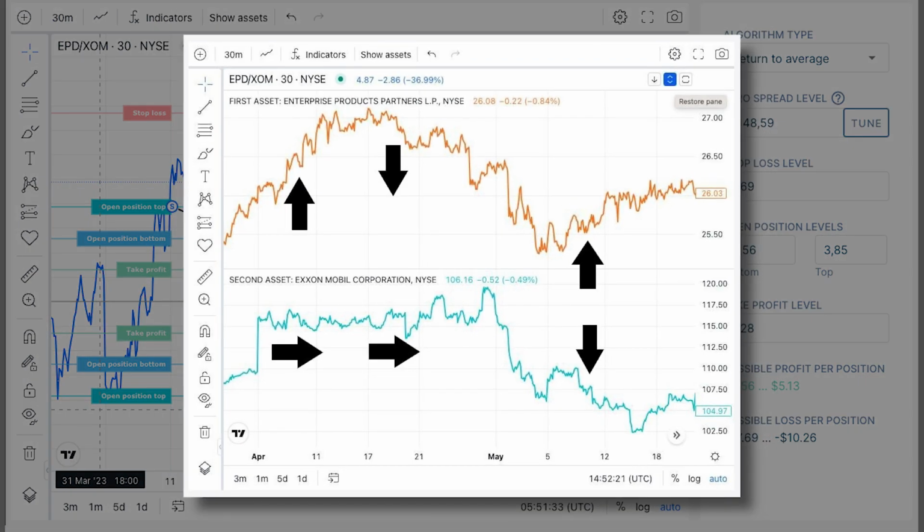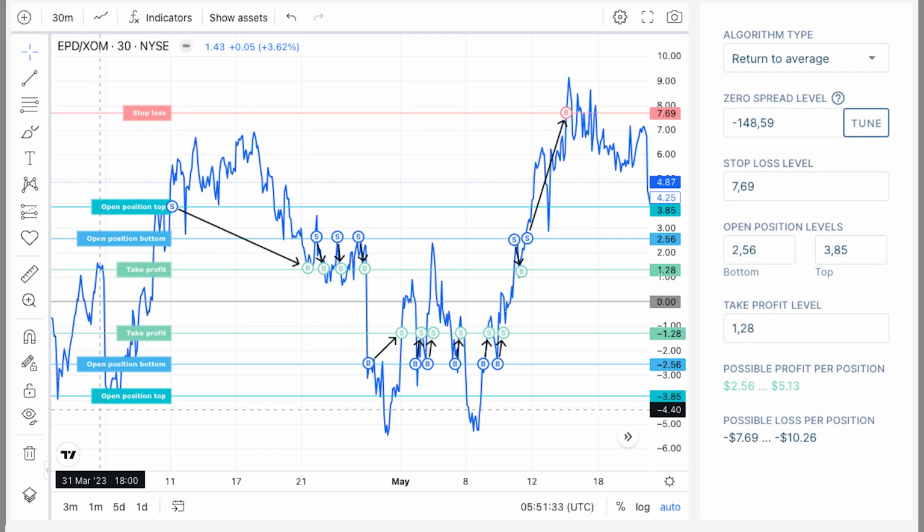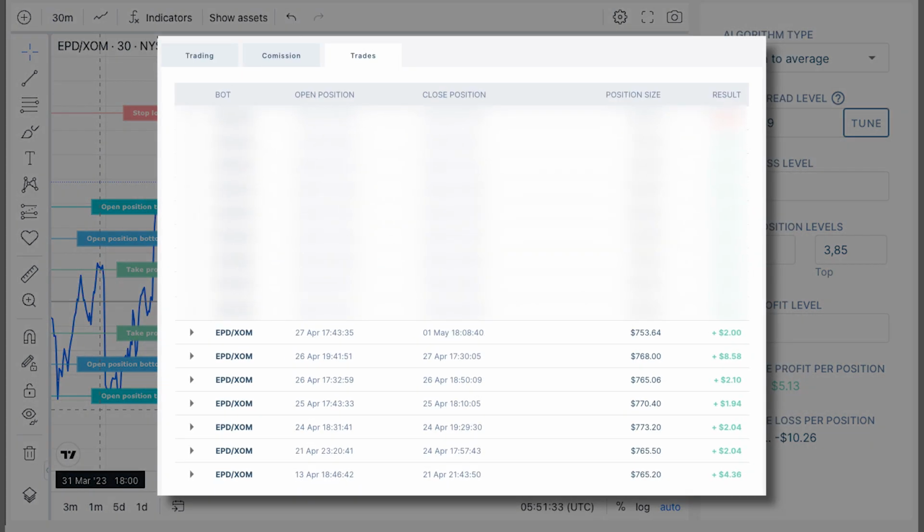You can see that for the rest of April, ExxonMobil's stock price stays relatively flat while Enterprise's price starts trending lower. You can see that the AI bot recognizes this and starts shorting the pair to head lower, meaning to sell Enterprise while buying Exxon. Now here you can see all the trades and profits that the AI bot made in April.